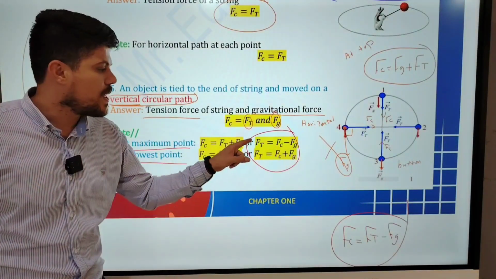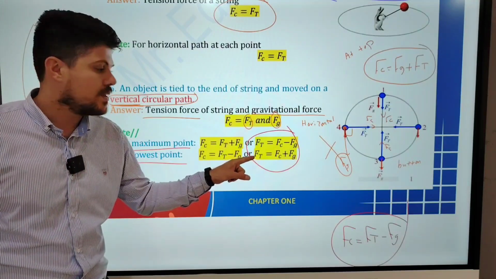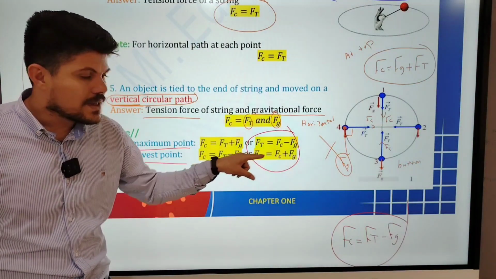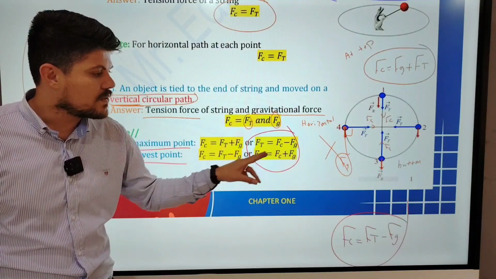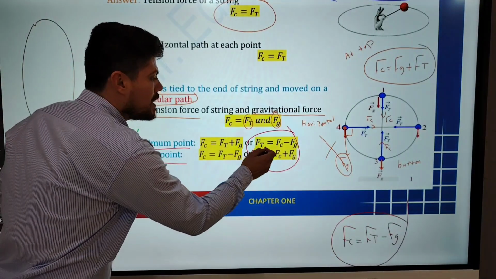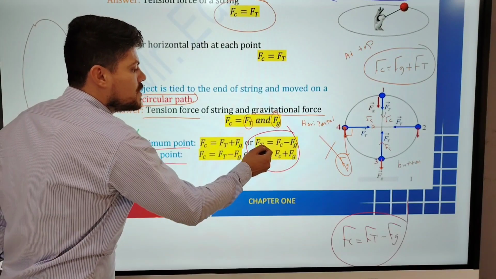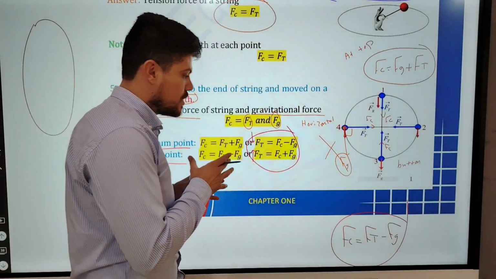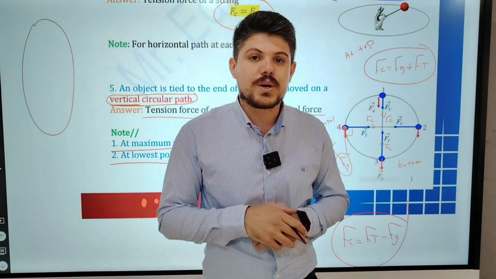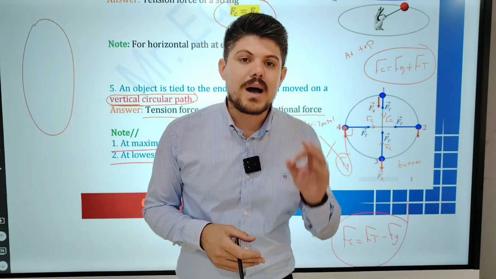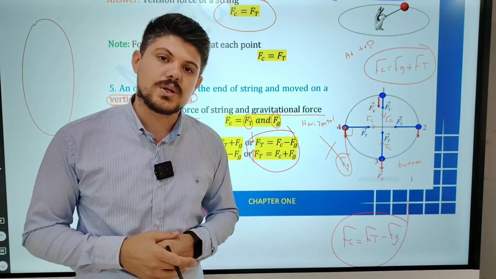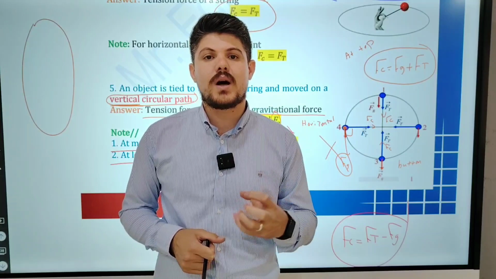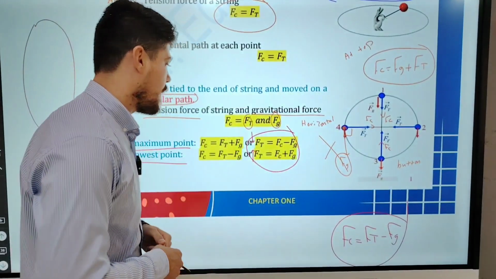In which location does Ft have the maximum value? At the maximum point or at the lowest point? Absolutely at the lowest point. Why? Because at the lowest point, mathematically, Ft is equal to Fc plus Fg, which has more value. But at the maximum point, Ft is equal to Fc minus Fg, which has the lowest value. So that is why we have a question about this. The probability of breaking the string or rope is maximum at the lowest point compared to the other points. Why? Because at the lowest point, the tension force has its maximum value, which is equal to Fc plus Fg.